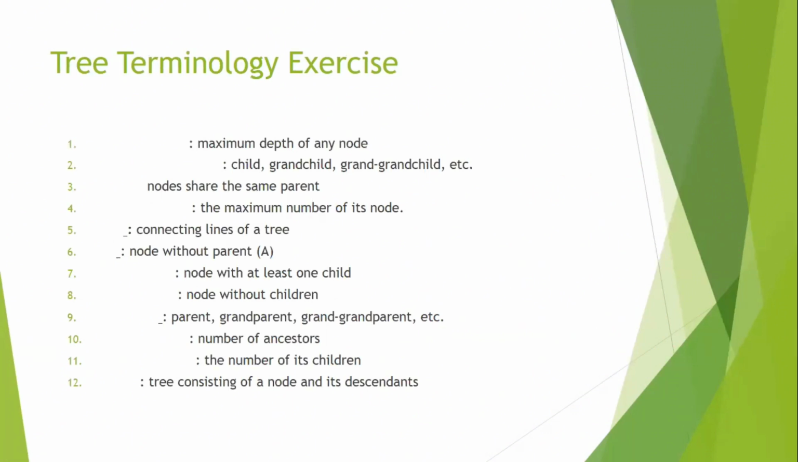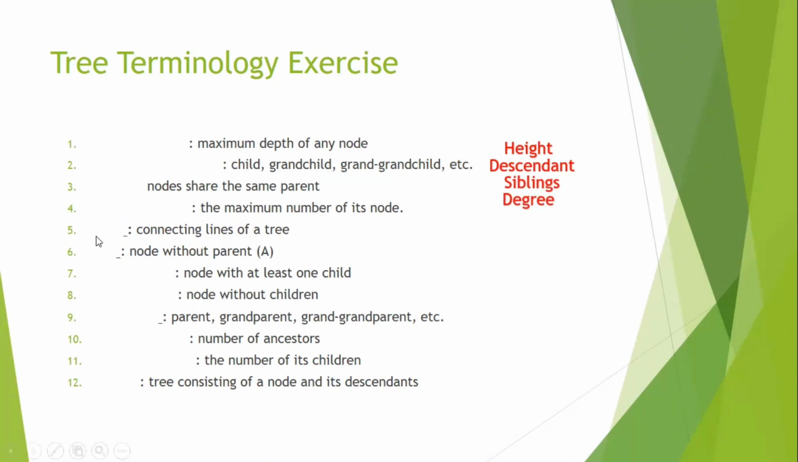So let's have a recap with the terminology. Question number 1, when we say maximum depth of any node, it is what? It is height. Then number 2, when we say child, grandchild, grandchildren, etc., it is a descendant. Yes. So next is nodes that share the same parent. It is siblings. Yes. Number 4 is the maximum number of children of a node, called a degree.